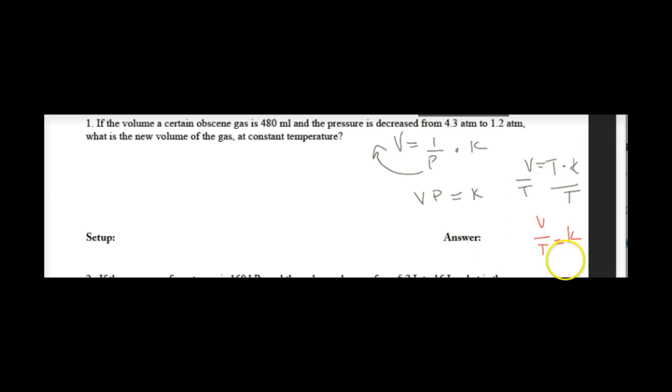So we can do something called combining these, and I'm going to combine them, and we could talk more about it, because in a question like this, it says, if the volume of a certain obscene gas, we've all smelled those, is 480 milliliters, and the pressure is decreased from 4.3 atmospheres to 1.2 atmospheres, what is the new volume of the gas at a constant temperature? So we take our volume and our pressure, which we just got from right over here, and we divide by temperature. And we know that that is a setup that we can consistently use.